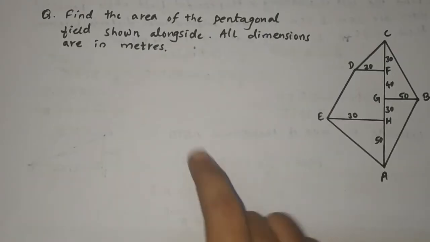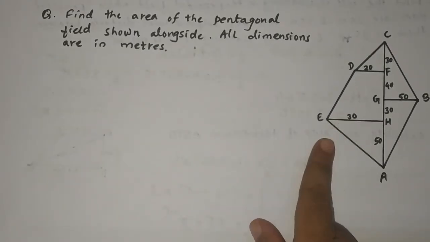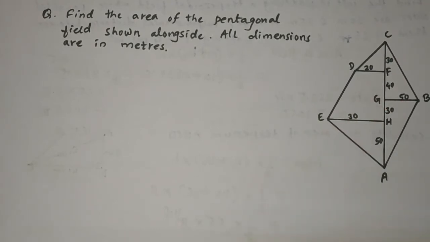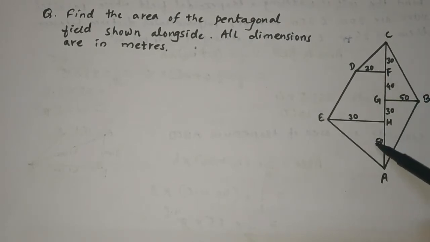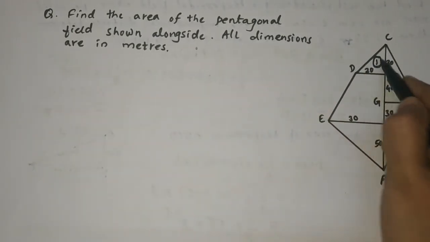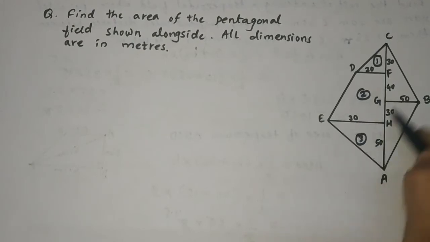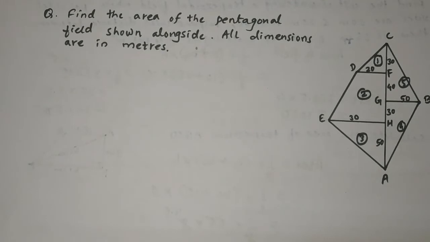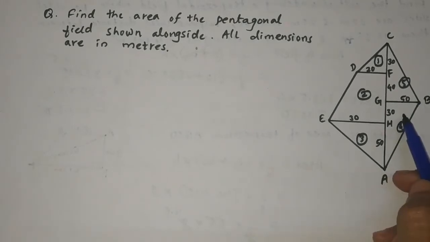Now friends, we have this question. Find the area of this pentagonal field shown alongside. All the dimensions are in meter. So as you can see, this pentagonal field is made up of 1, 2, 3, 4 triangles, and this one is a trapezium. So if we find out all these areas and then finally sum them up, we'll get the pentagonal area. So suppose I give them numbers: this is 1, this is 2, this is 3, this is the 4th one, and this is the 5th one. Okay, so these are the 5 areas we have to find out.